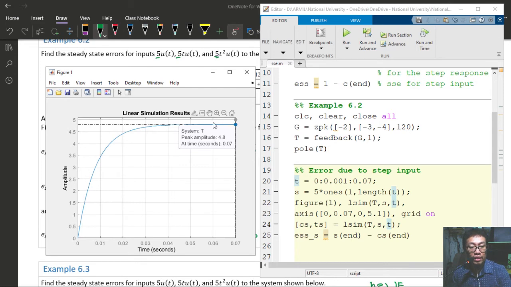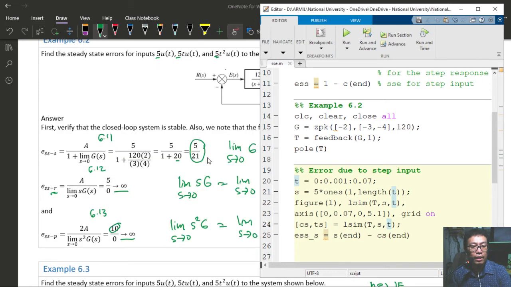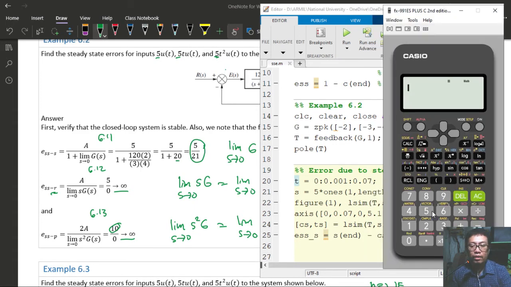Okay, assuming na again nga at this point nakasettle na yung system niyo. So yung nakuha nating 5 minus 4.8 is 0.2. Okay, that would be your steady state error. Ang nakuha natin dito is basically 5 over 21. Okay, so pag kinompute natin yung 5 over 21, so that's 5 divided by 21, that's 0.23. So almost malapit na yung error na nakuha natin.